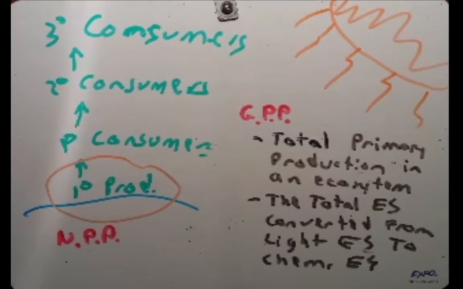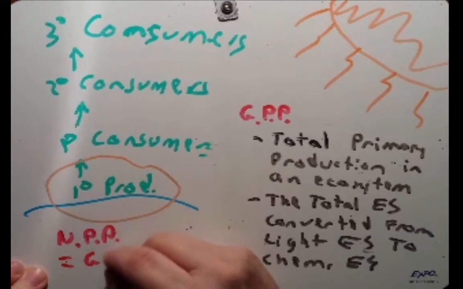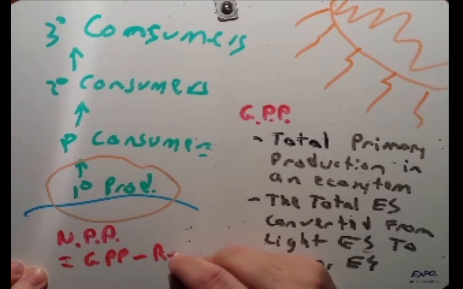It's just like your paycheck. You're given $100 in pay, but $20 has to go out to taxes, so you only make $80. Same thing here. We have all this energy coming in, but some of that energy has to be used to keep the autotrophs going in their own respiratory needs. So we can think of the net primary production as being equal to the gross primary production, the total amount they're getting, minus the respiratory needs.